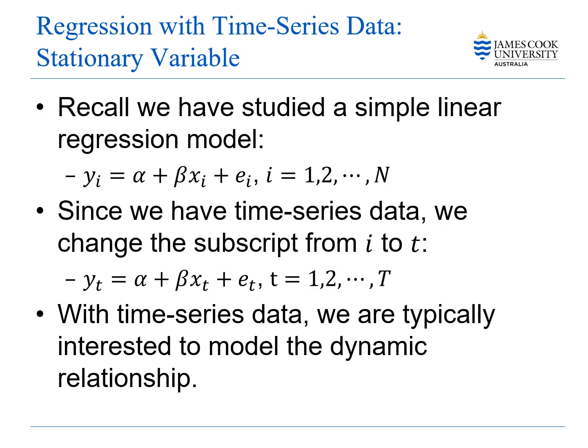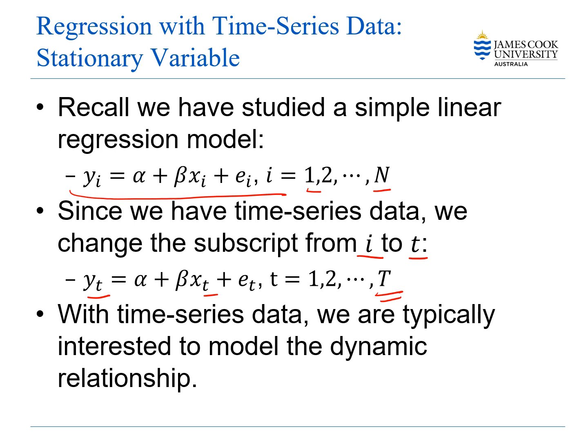So we have studied a simple linear regression model: Y is alpha plus beta xi plus ei, where i runs from 1 to n. We have n observations. Now our data are time series, so in these cases we change the subscript from i to t to denote time. And time goes from period 1 until period T, so we have T observations.